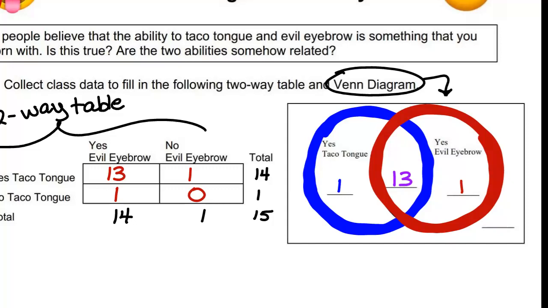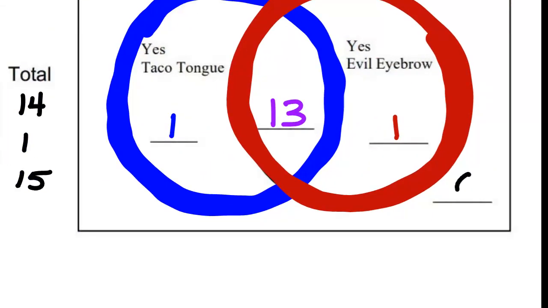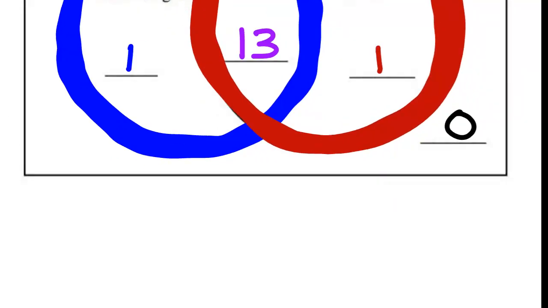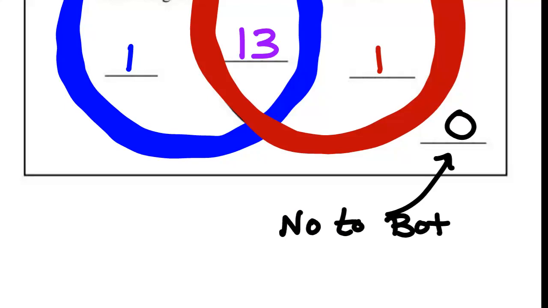And then it might seem silly, but this blank over here, this is a really important one. This is people that answered no to both of those. They don't fit inside either one of those circles. In this particular class today, we didn't have anybody there, but I'm still going to fill it in, because if you don't fill it in, then I don't know if you just forgot or if there was nobody. If you fill it in and you put a 0, then I know you didn't forget. There was just nobody that met that criteria. So this right here is no to both.